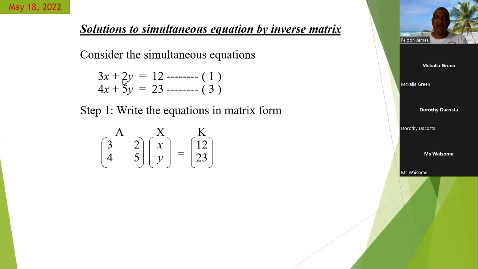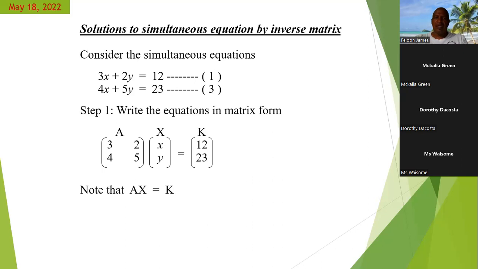So we take all the coefficients of the x and y, put them in one matrix, and that becomes the matrix of coefficients, A. Then you put the x with the y in a matrix by itself, and that will be the matrix X. Then you put what is on the right-hand side in terms of the results in one matrix and call that the matrix K. Generally in math, we use K for constants or C for constants.